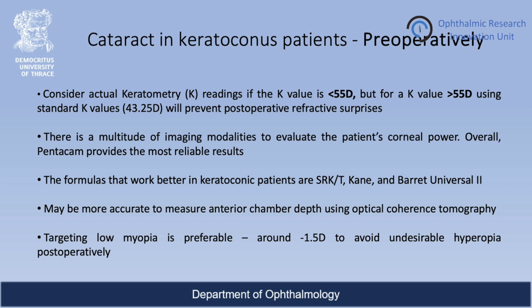There is a multitude of imaging modalities to evaluate the patient's corneal power. Overall, the Pentacam gives the most reliable results. The formulas that work better in keratoconic patients are SRKT, Kane, and Barrett Universal 2. In addition, it may be more accurate to measure anterior chamber depth using optical coherence tomography. Finally, targeting low myopia is preferable. In specific, approximately -1.5 diopters is suggested to avoid undesirable hyperopia postoperatively.